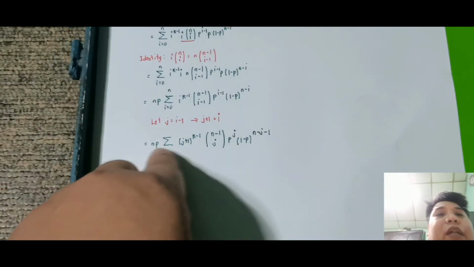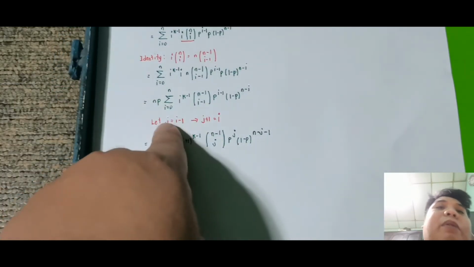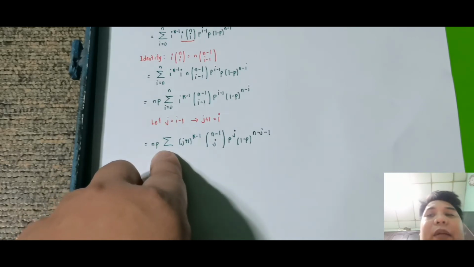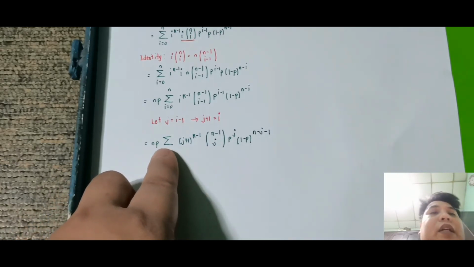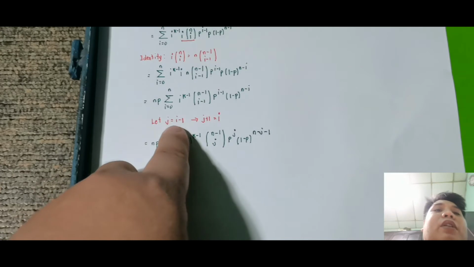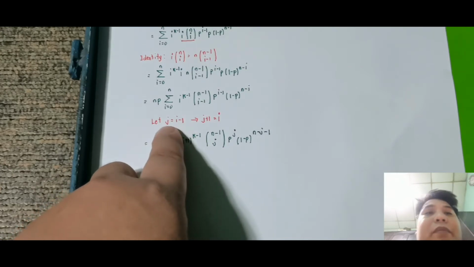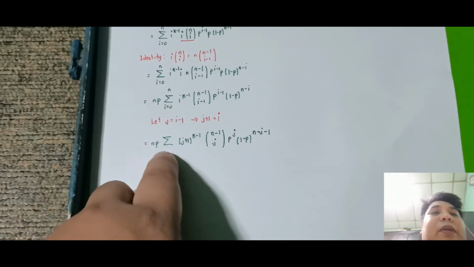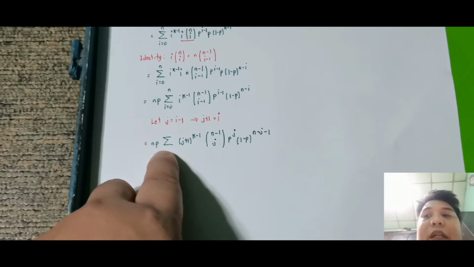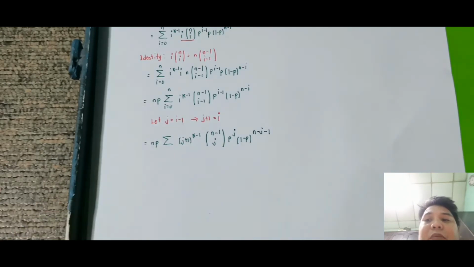Ngayon, since nagbago na ako lahat, from I naging J, meaning magbabago din yung boundary sa ilalim. Now, if I is equal to 0, what is J dito sa ilalim? J is negative 1, supposedly. Tama? So, since wala naman tayo, start sa negative 1.